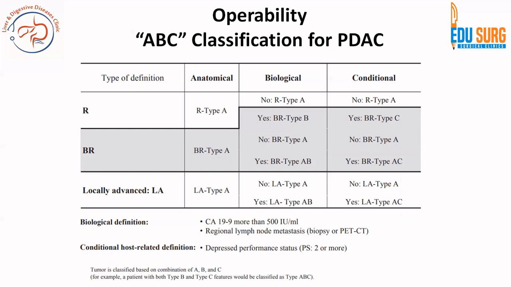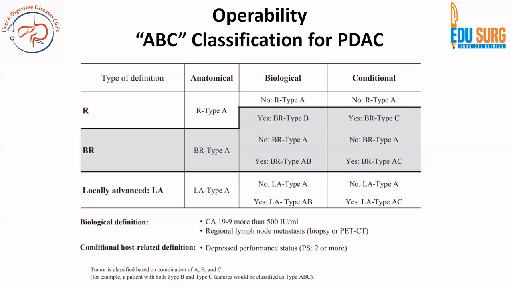Now coming to the second part, and this is actually a very important part, that is operability. So for pancreatic cancer of the head, the surgery is a Whipple procedure, which is a very morbid procedure, and that is why assessing patient's fitness is very important when it comes to these surgeries, right? So that is why this ABC classification has been proposed, and it's a very good classification because it also assesses operability and not only resectability, right?